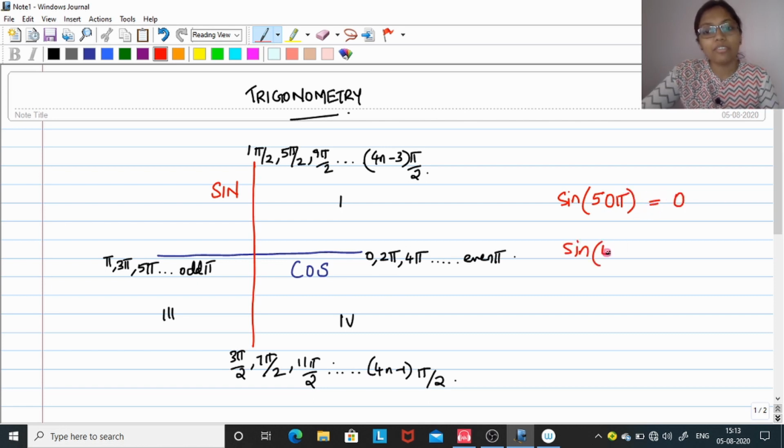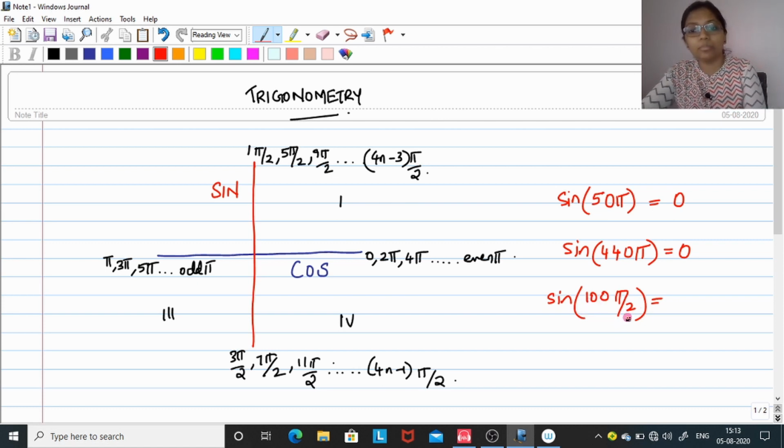So what is sine 440 pi? This is also 0 because sine any pi is 0. What about sine 100 pi by 2? Here also 100 is an even number, can be cut short with by 2. So it becomes sine 50 pi, again it is going to be 0 only.